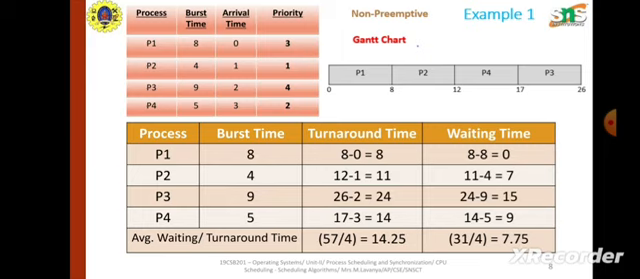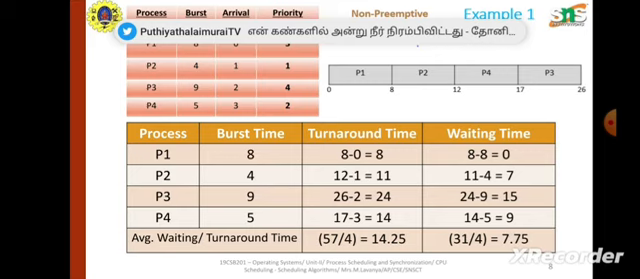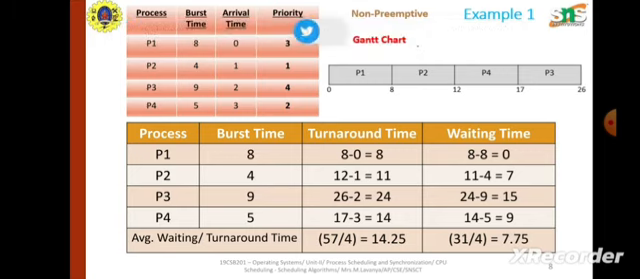For process P1, its completion time is 8 milliseconds minus its arrival time 0 equal to 8 is the turnaround time of process P1. For process P2, completion time 12 minus its arrival time 1 equal to 11 is the turnaround time of process P2. For process P3, its completion time is 26, its arrival time is 2, 26 minus 2, 24 is the turnaround time of process P3. For process P4, its completion time 17 minus its arrival time 3 equal to 14 is the turnaround time of process P4.